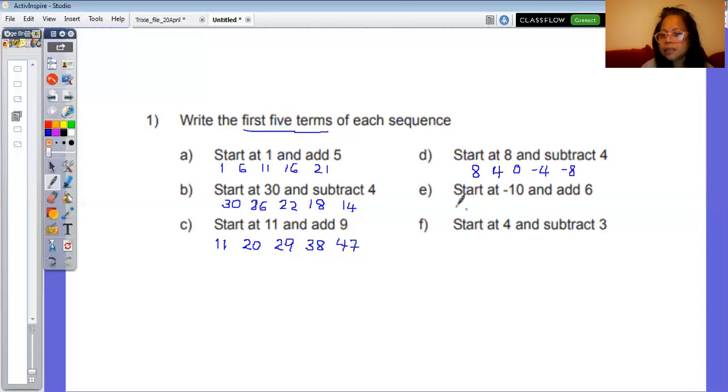And then minus 10 is the start here. So again, think of your number line. From minus 10, this time you're adding 6. So you need to move to the right. Starting from minus 10, add 6. Move to the right 6 units, you will end up at minus 4. Okay? So from minus 4, you add 6, move to the right 6 units, you will end up with 2. And then add 6 again, so that would be 8. Add 6 again, that would be 14.